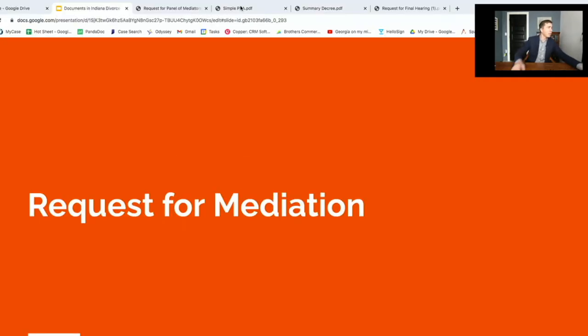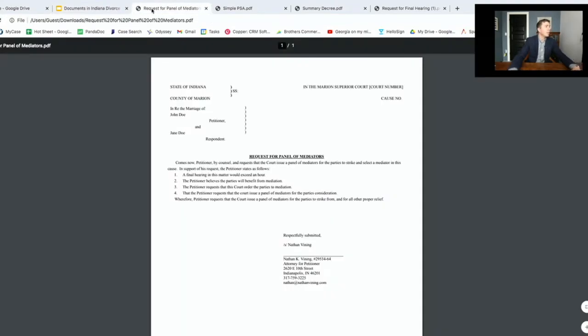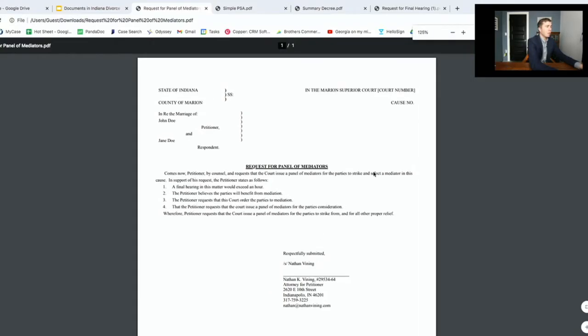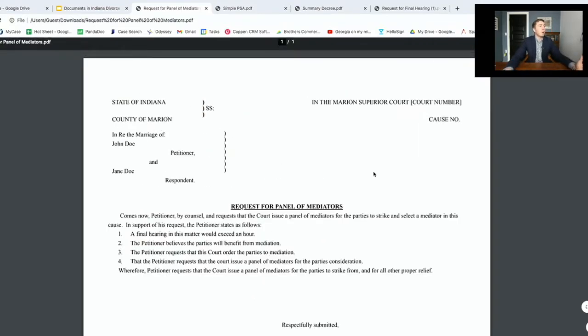Here you can see in the John and Jane Doe divorce, they believe mediation could be beneficial for the divorce. A lot of courts would require it if you're going to need a hearing for more than an hour, and even a lot of local rules and counties have programs in place that really promote mediation. So here you can see they're requesting the court issue a panel of mediators. A lot of counties, if you request mediation, will name 3 mediators that the parties can choose from. So each party would get a chance to strike one of those mediators from the list, and ultimately it would leave one mediator who would be the mediator for this case.